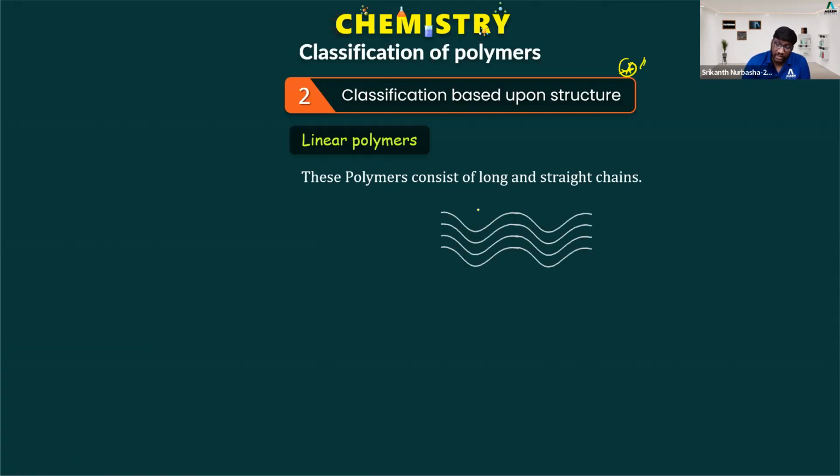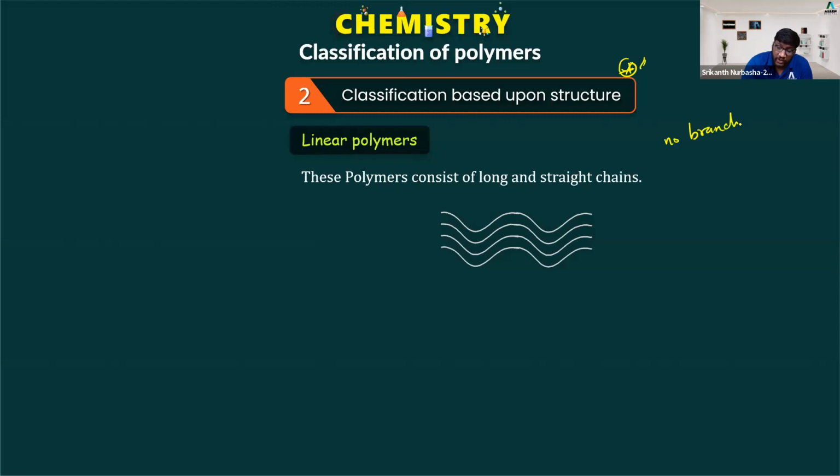Look at the structure. These are the linear polymers. This is one polymeric chain. This is other polymeric chain. They are all chains. That means they have a lot of atoms in between. Different functional groups have been reacting. That is how you get the chain. Those chains have no interlinking, so there is no branching.